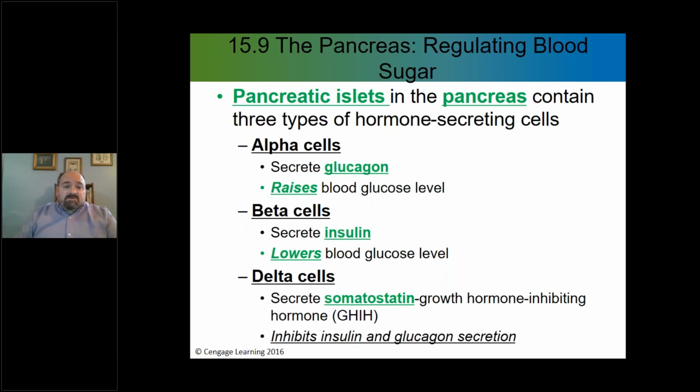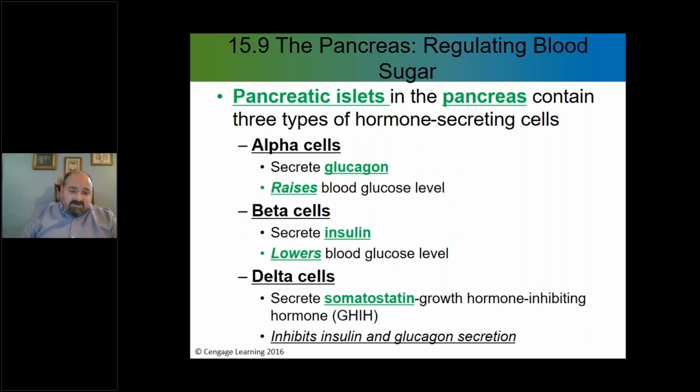Okay, and producing the alpha cells, producing glucagon, which helps to raise blood glucose levels. Beta cells, which many of you have heard about, produce insulin, and insulin lowers blood glucose levels as a result of its ability to work with the cells of the body to aid the uptake and use of glucose, to get it into the cells. And so that's how it actually lowers the blood glucose levels.